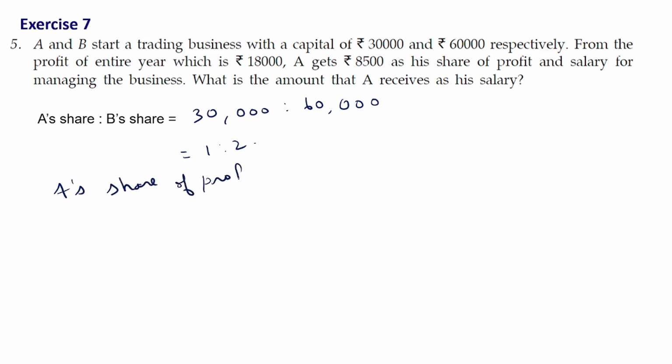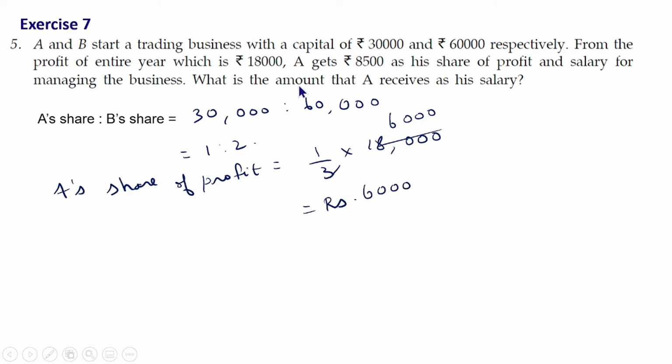So from this we can find A's share of profit. A's share of profit will be 1 by 3 into total profit, which is 18,000. So this is equal to 6,000. So A's share of profit is rupees 6,000.